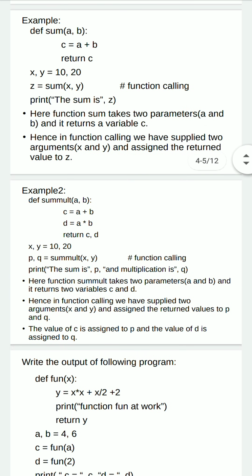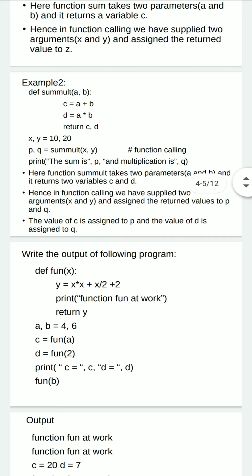In the next example, we are defining a function summult(a, b). This function is calculating c and d variables with the help of a and b and returning the values of c and d. Here two values are returned and hence the calling statement is written as p, q = summult(x, y). So the first value returned will be assigned to p and the second value returned will be assigned to q.